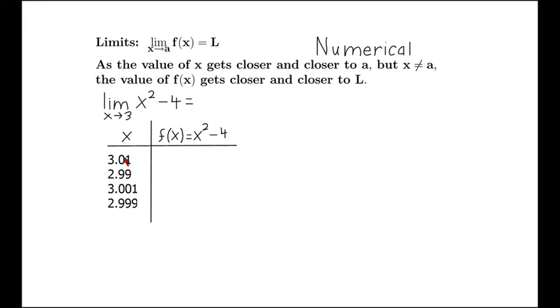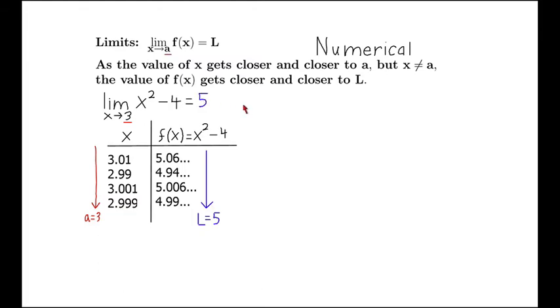Now we take out our calculator, and for each value of x, we substitute it into this function x squared minus 4, and we calculate the corresponding value. And this is what we get, and we can see the trend. As the values of x on this side are getting closer and closer to 3, the value of a is going to be equal to 3. That's what we had said. The corresponding values of f of x on this side are pretty clearly getting closer and closer to 5, and in this case, L will equal 5, and that will be the answer.